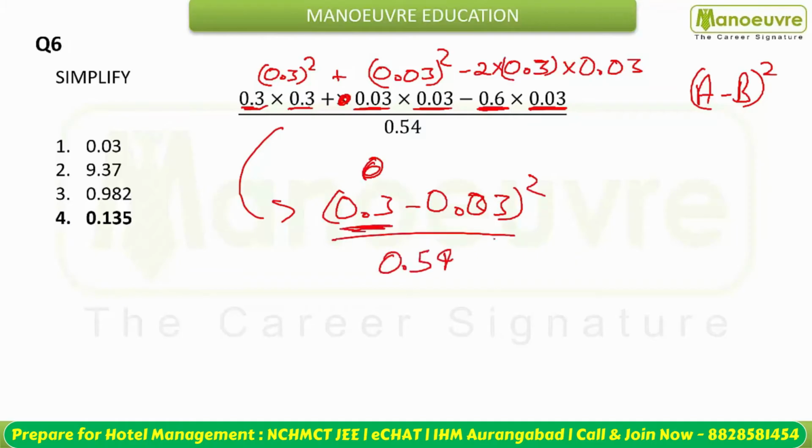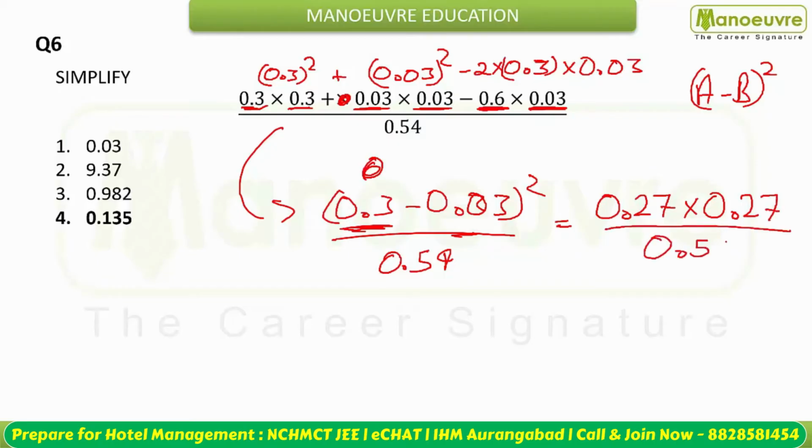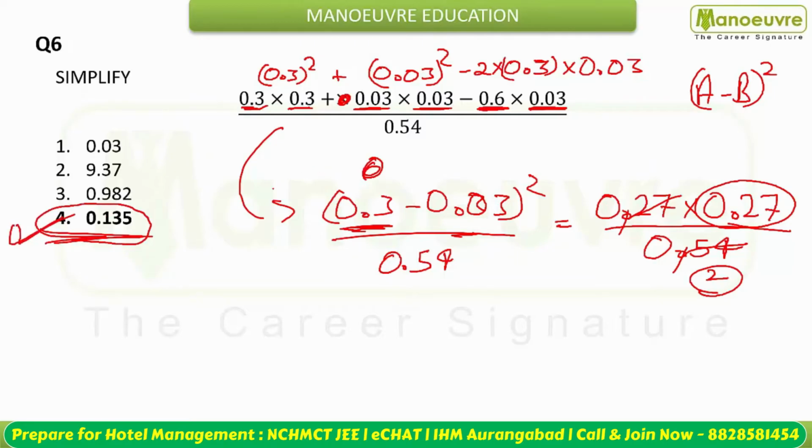So you can say this term is going to come out to be 0.27 square, or you can say 0.27 into 0.27 by 0.54. Now we will remove decimal from decimal. 27 and 54, how much? Cancel on 2. 0.27 has to be halved. What is this going to be? This is going to be 0.135. Option number 4 is your answer. Okay, a little algebra and you can go through it.